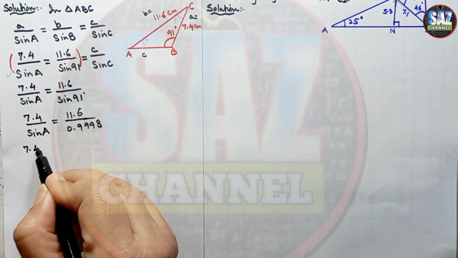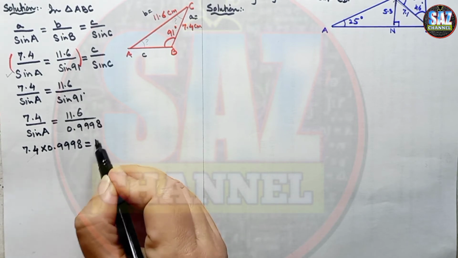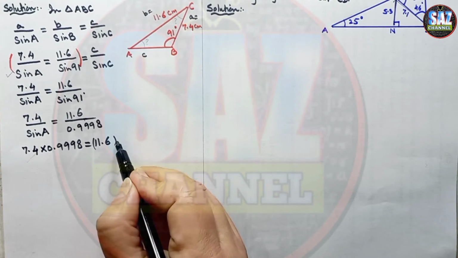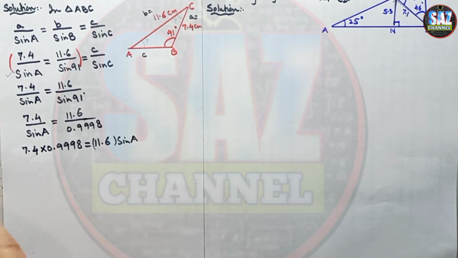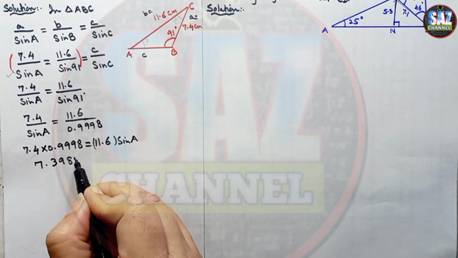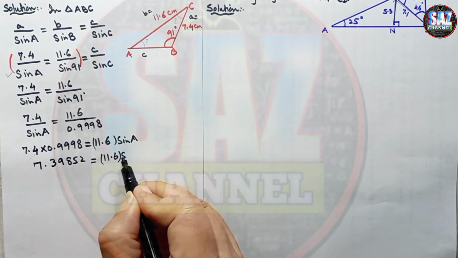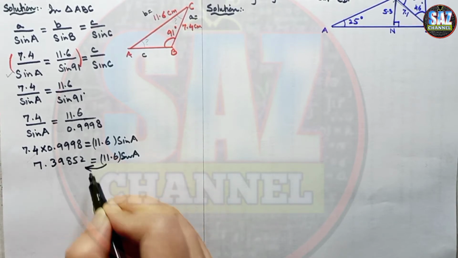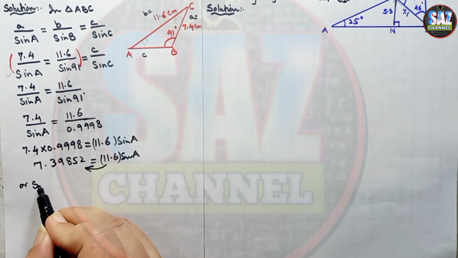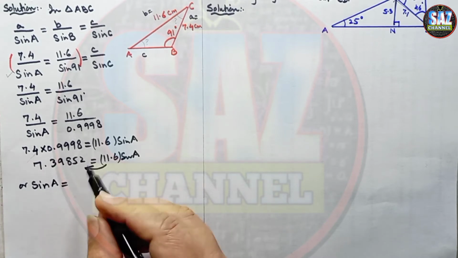That's 7.4 multiplied by 0.998 equals 11.6 multiplied by sine A. Now get the product of 7.4 and 0.998, and this gives me 7.39852, okay, and equals 11.6 into sine of A. Now shift this 11.6 to the other side and divide 7.39852 by 11.6.